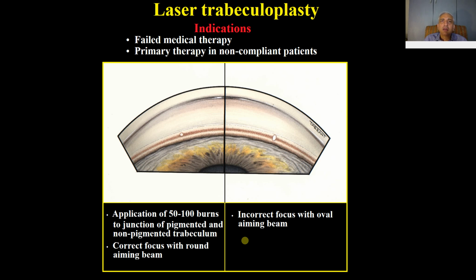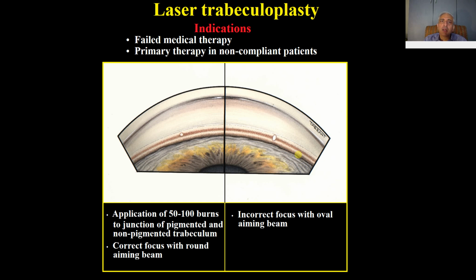The next step which you can do is laser trabeculoplasty, where you apply 50 to 100 burns at the junction of pigmented and non-pigmented meshwork, focusing with an argon laser. Nowadays you've got selective laser trabeculoplasty, which causes the pores in the trabecular meshwork to increase in size so that outflow increases in these patients. It can also be used as primary therapy in non-compliant patients who do not want to use drugs and say they just want some treatment.